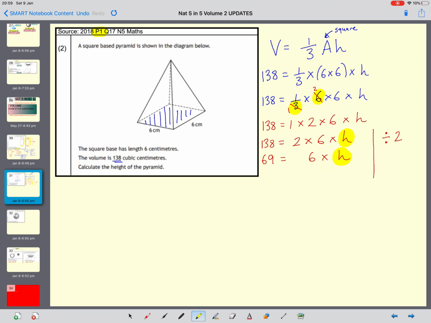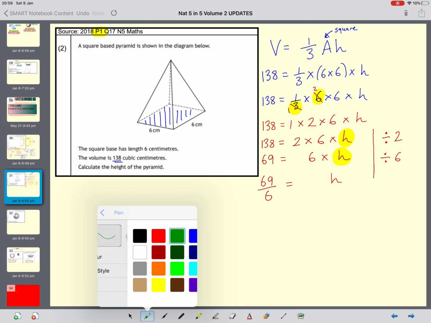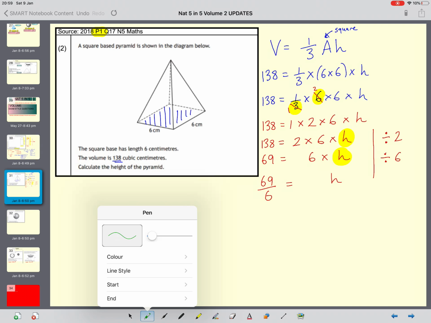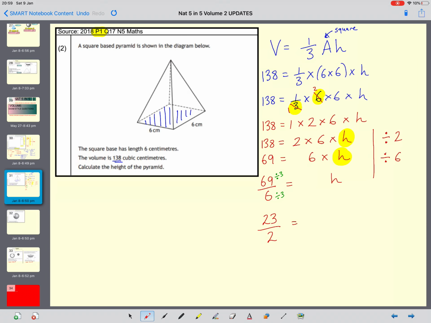And again, my objective is to get h all by itself. h is multiplying by 6 at the moment. So again, to undo that, I'm going to divide by 6. So it becomes 69 over 6, when we take a fraction, equals h, which is what I want to work out. And what I can do now is look at the fraction and divide the top and the bottom by a number that goes into both of them. So I'm going to divide the top by 3 and the bottom by 3. So 3 into 69 goes 23 times and 3 into 6 goes 2 times.